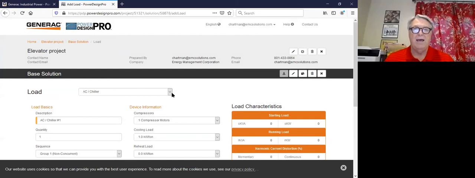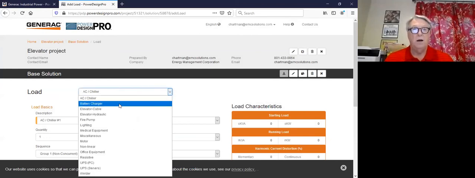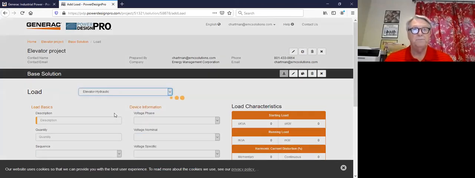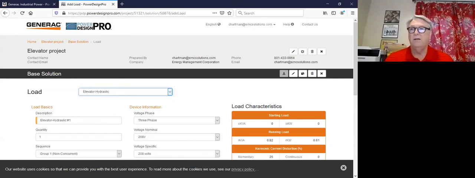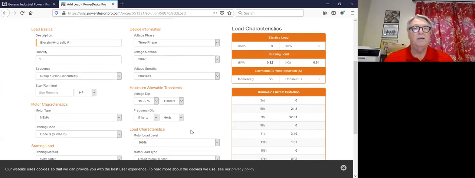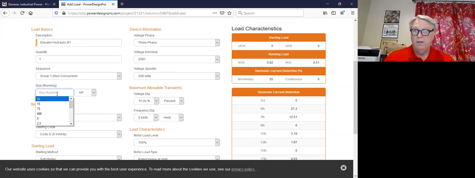And then I'm going to add an elevator. So I will add a hydraulic elevator. So we've got hydraulic elevator number 1. And notice here it says group 1. You can either do steps or you can do groups. If you do a step, it's going to start every load in the step at the same time. If you do groups, it will start the loads one at a time in the group, with your largest load starting last. Let me just go ahead and put in a 30 horsepower. Got a 30 horsepower elevator.